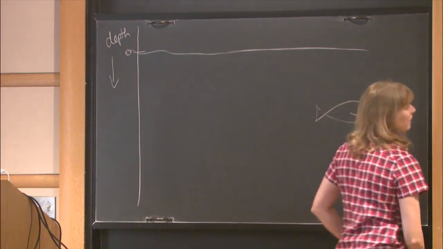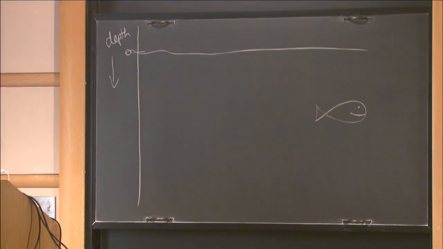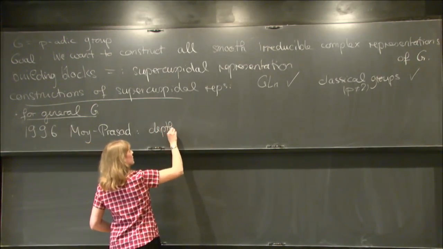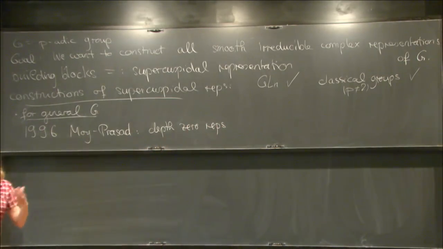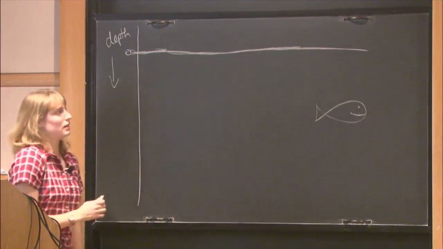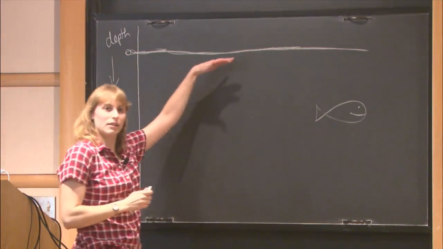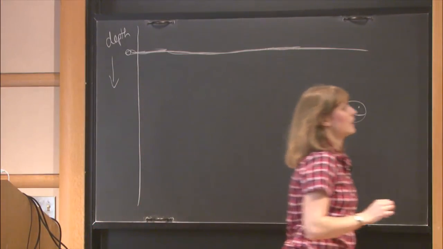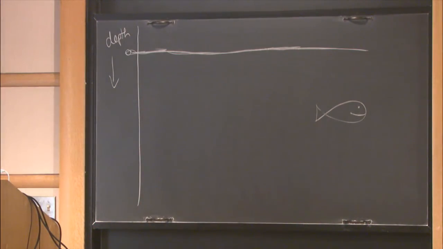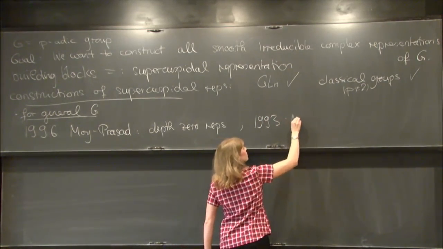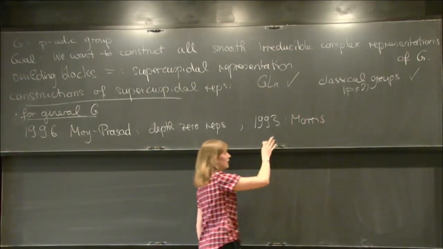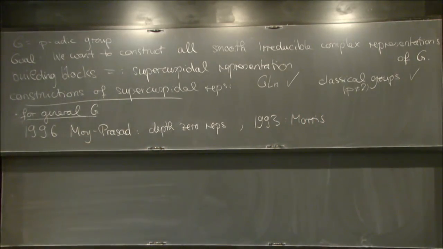And then they showed that all the depth 0 representations can be obtained from representations of finite groups. So they basically told us how to describe the representations, the fish that swim on the surface here. So this part is rather well understood, or rather reduced to the case of finite groups. And I should also mention that Morris did the same using a different approach roughly around the same time. So they have two different proofs.